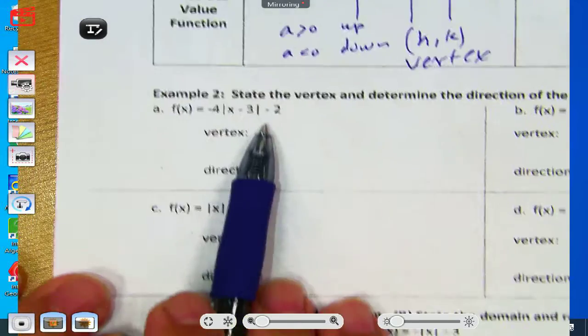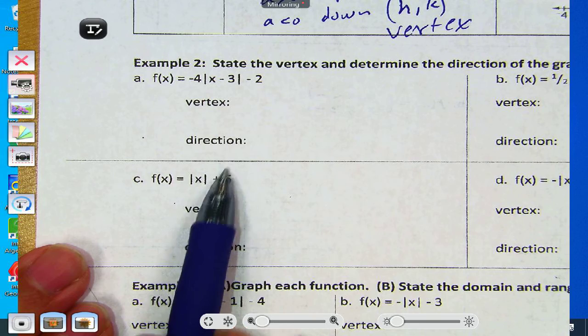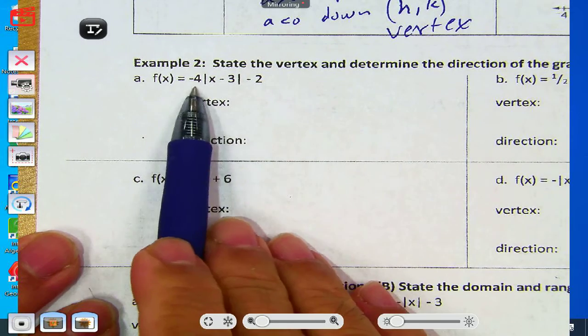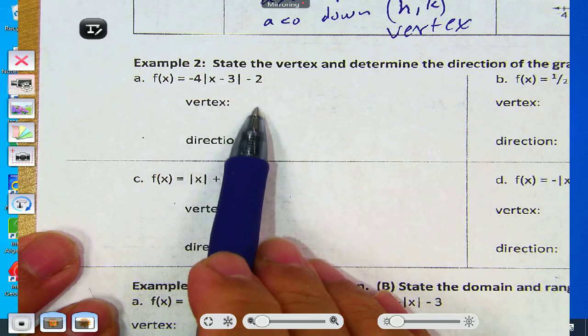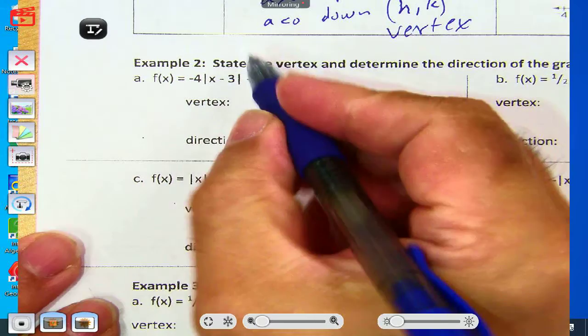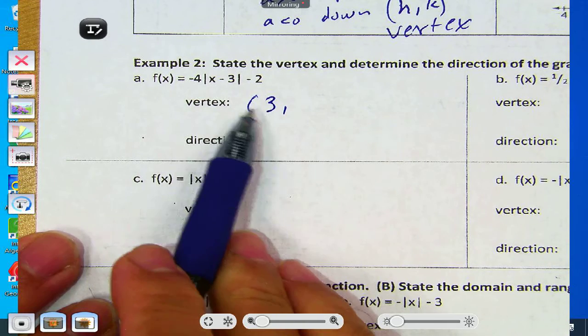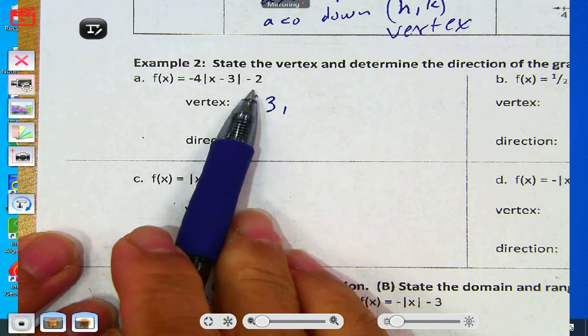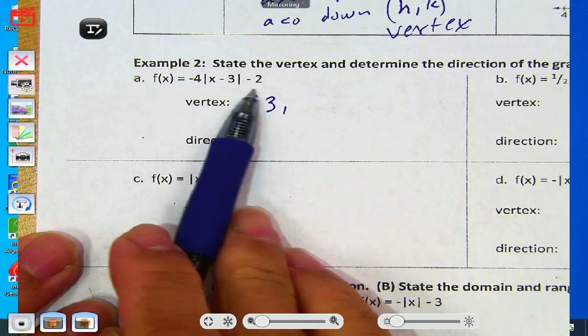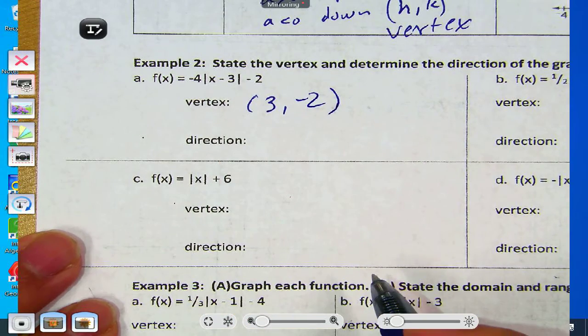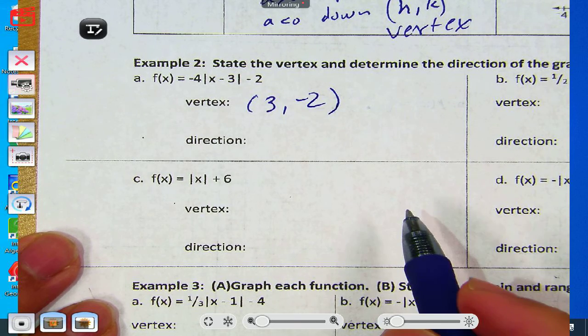So we're going to look at these functions and determine just two pieces of information. First, where is the vertex? All you have to do is look inside here. So that's going to be 3. It's always the opposite of the number you see. So that's a -3, so you write positive 3. And then the y value is just that, -2. So my vertex is 3, -2.